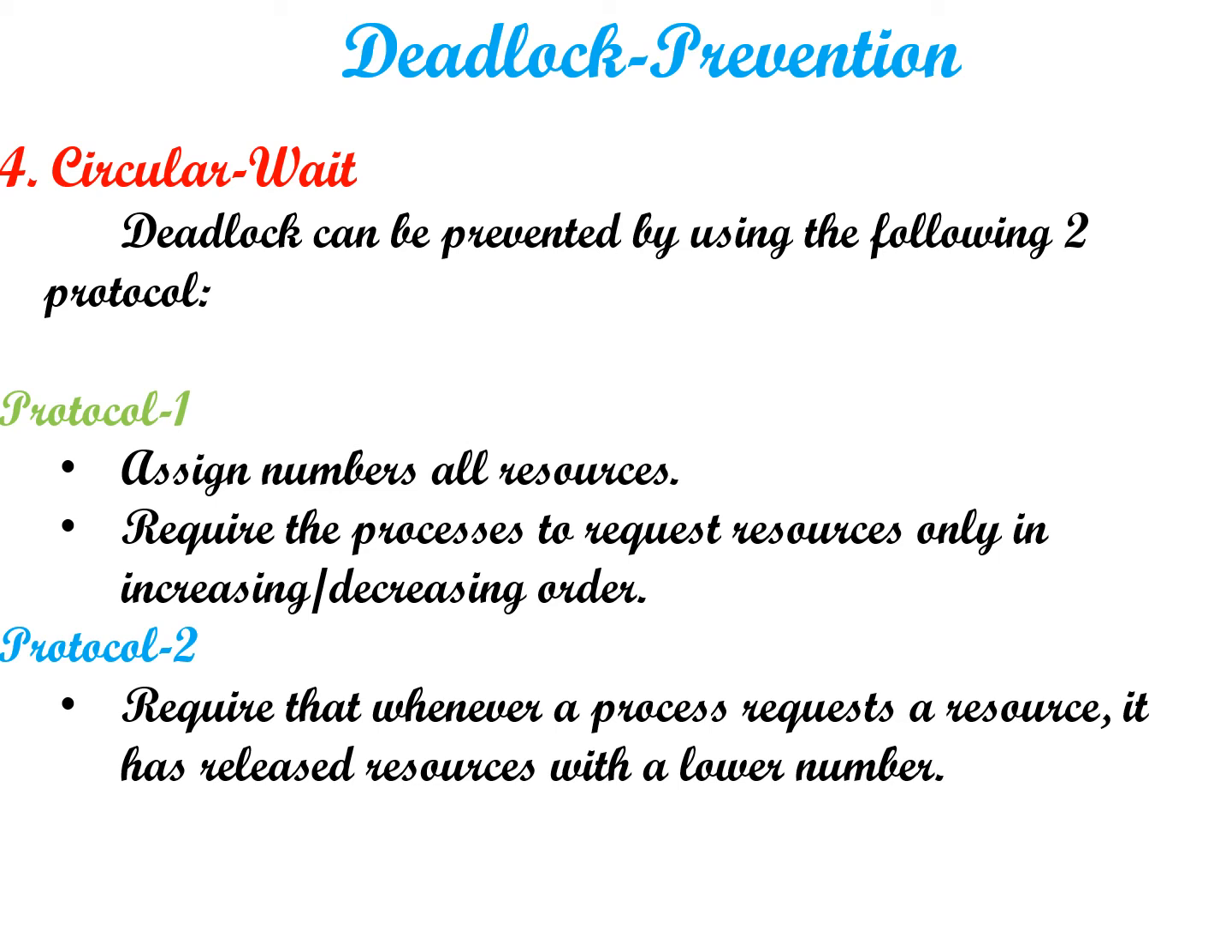So there are four conditions or four prevention methods: mutual exclusion, hold and wait, no preemption, and circular wait. If you avoid any one condition out of the four, then you can avoid deadlock situations in the system.